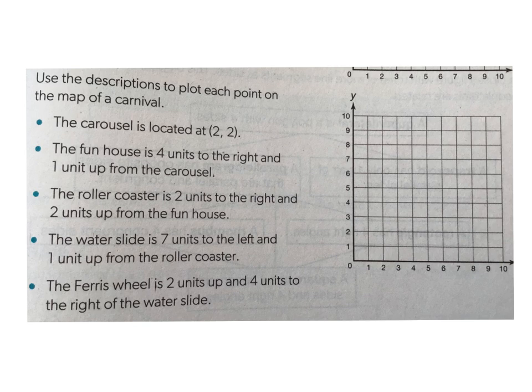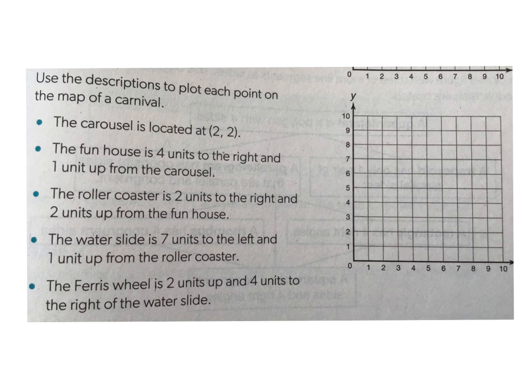And now for your problem of the week. It states that we need to use the descriptions to plot each point on the map of a carnival. So just like the previous one where she was at the park and that grid represented a map, we're going to create a map using the instructions here. The first one says that the carousel is located at ordered pair 2, 2.